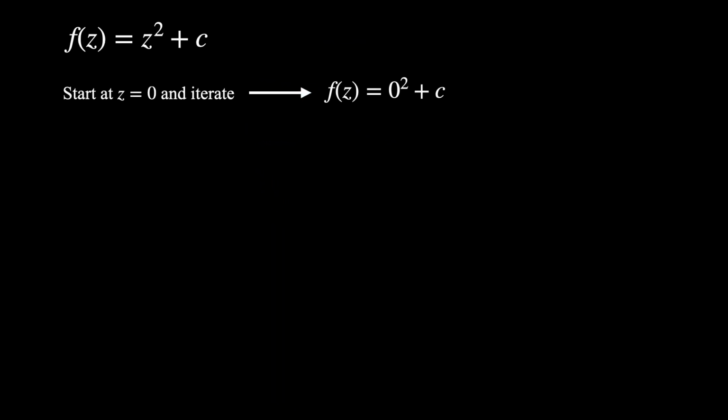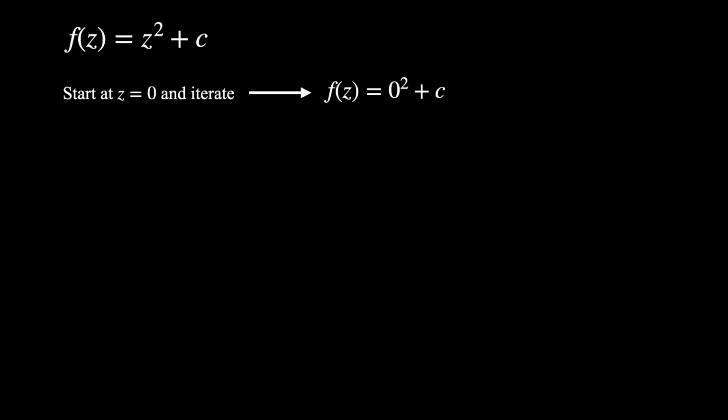So let's start by plugging z = 0 into the function. This gives us 0² + c. Next, we'll choose a complex number c and check if the process of repeatedly applying f remains bounded or goes to infinity. All the numbers for which this process is bounded will be in the Mandelbrot set. The rest will be excluded.